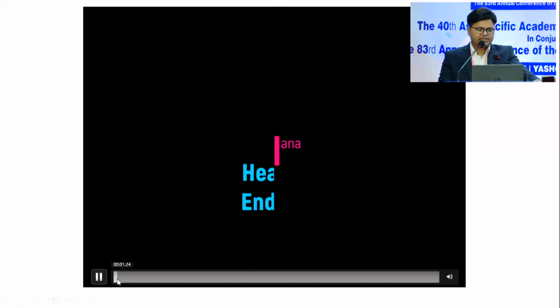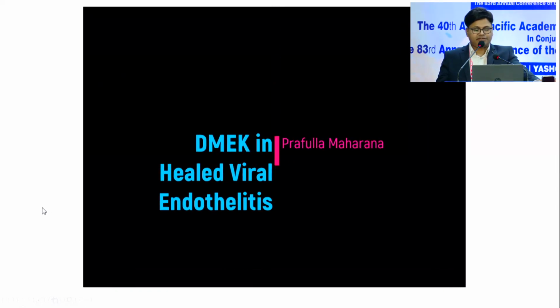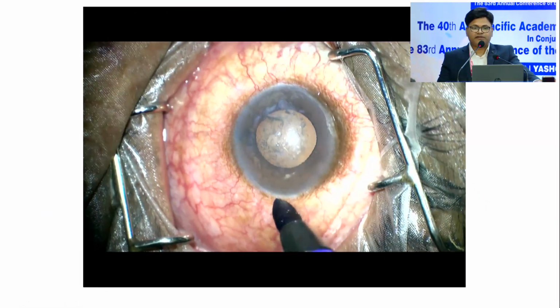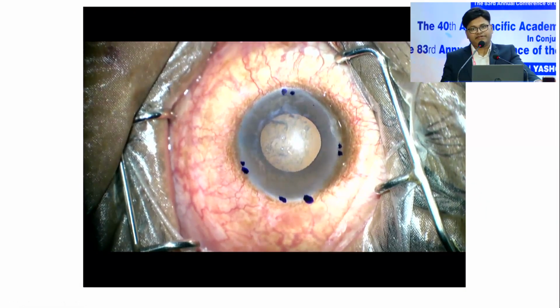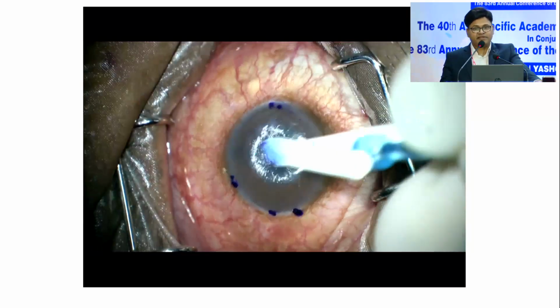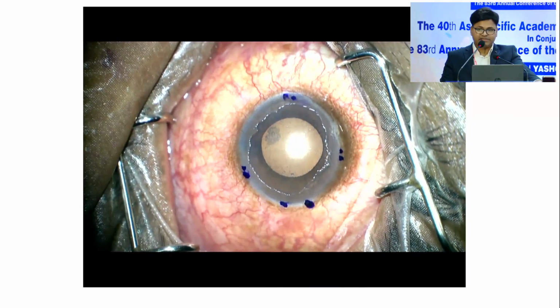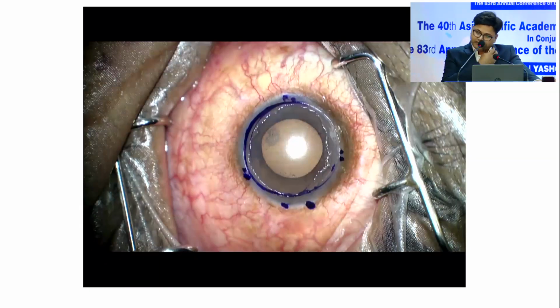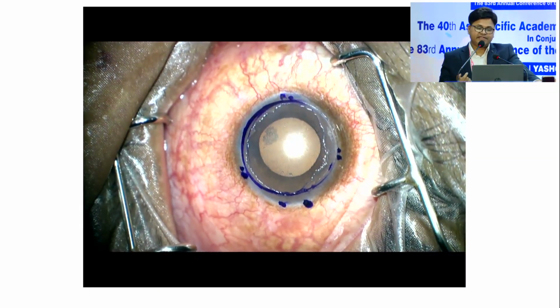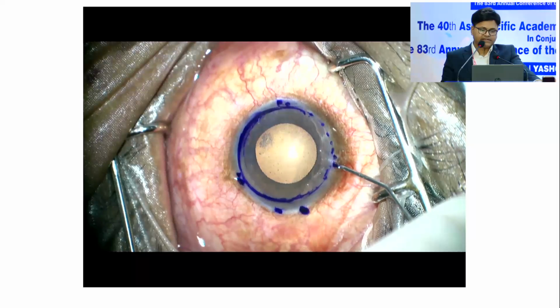So the best technique is probably DMEK. Why? Because most of these cases are young patients and they are phakic, and you have to do a phakic procedure. And DMEK in a phakic eye is quite easy if you understand the aqueous dynamics. With the lens in place, it's very easy to unroll the graft. So this is the standard DMEK procedure I am doing.